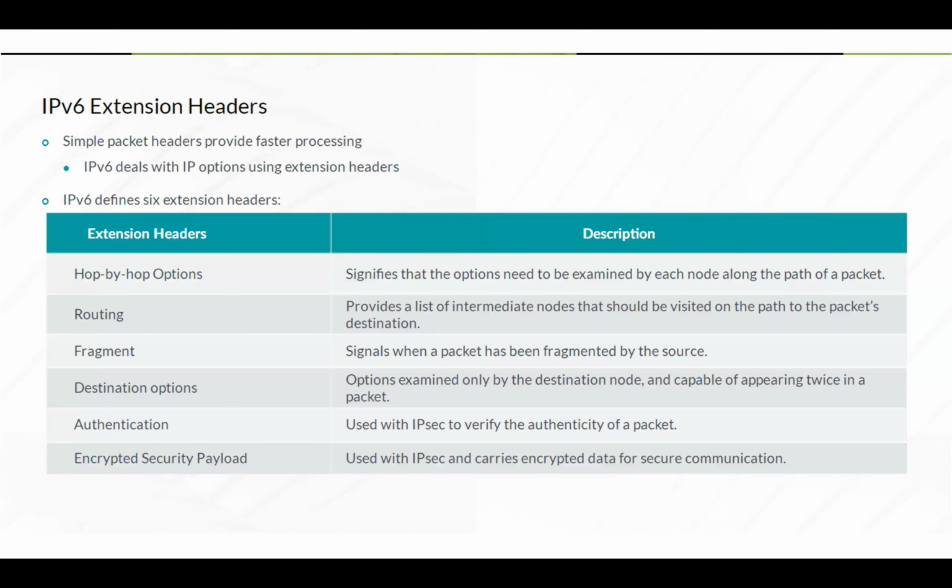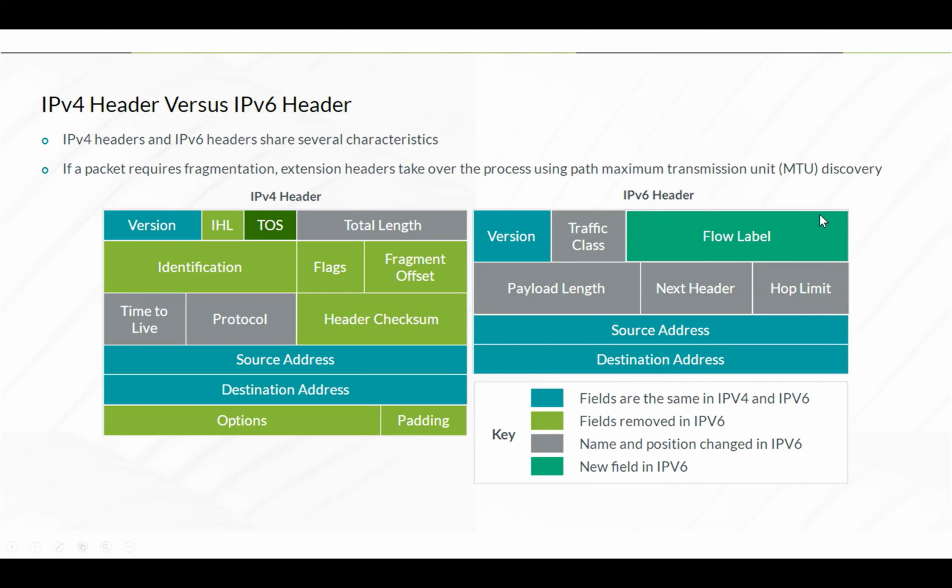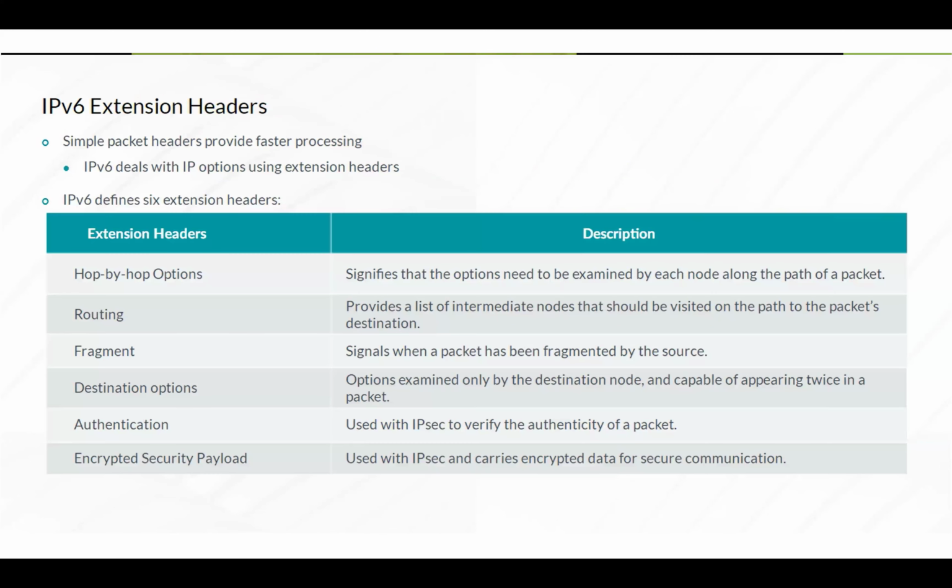So next one, IPv6 extension header. See here, one interesting thing. The IPv6 header is a fixed length of 40 bytes, but you can also add extension headers in IPv6. A simple packet header provides faster processing. IPv6 deals with IP options using extension headers. IPv6 defines 6 extension headers. That means in IPv6, the extension header can be included or not included.